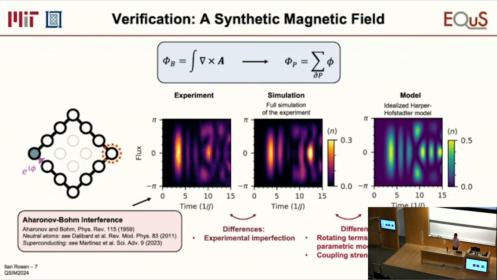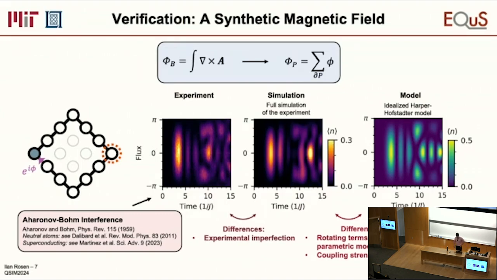And there are some differences between the Hamiltonian we realize and the ideal Harper-Hofstadter Hamiltonian. There are some extra rotating terms, and there's also some coupling strength disorder just baked into the chip, where the qubits don't quite couple at the same rate. So we've done our best to mitigate these effects, but they're still present, so there are some differences. But the key is that the patterns are all the same, right? The interference pattern in general has the same dynamic. So qualitatively, we're getting the right physics.